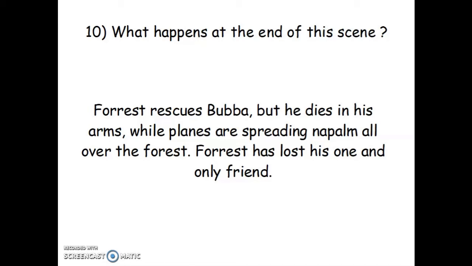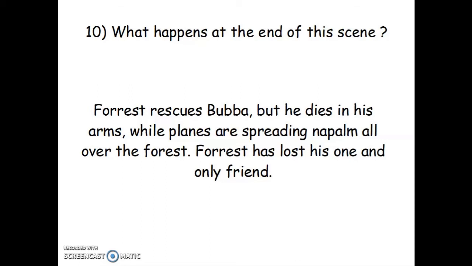Question 10. What happens at the end of the scene? Well, at the end of the scene, after saving lots and lots of his fellow soldiers, Forrest Gump rescues Bubba. But Bubba dies in his arms, and planes are spraying napalm all over the forest. And Forrest has lost his one and only friend. He has rescued, I don't remember exactly, 4 or 5 fellow soldiers, including Lieutenant Dan. He finally found Bubba, but Bubba is very badly hurt, and he dies in his arms.